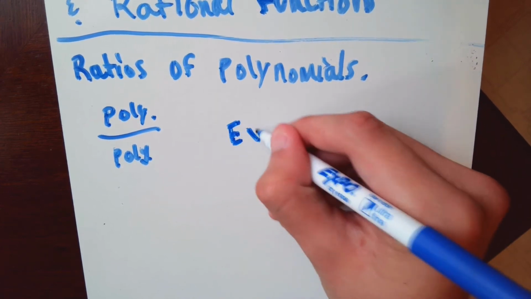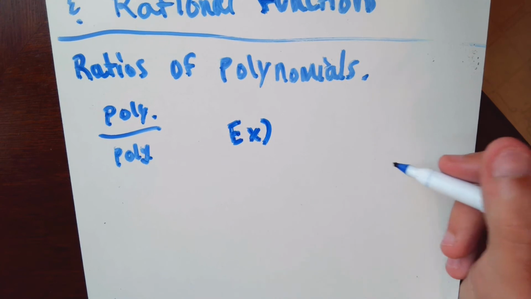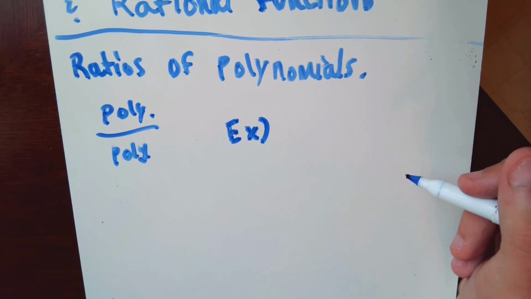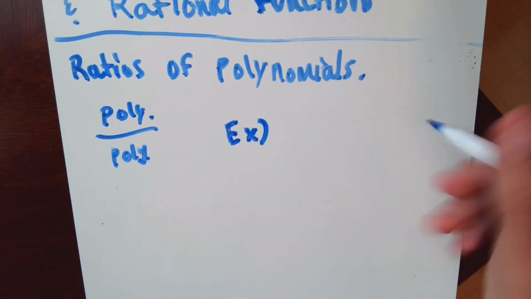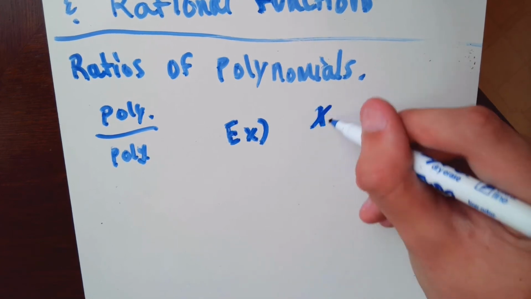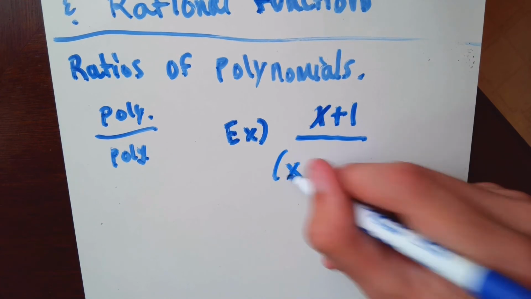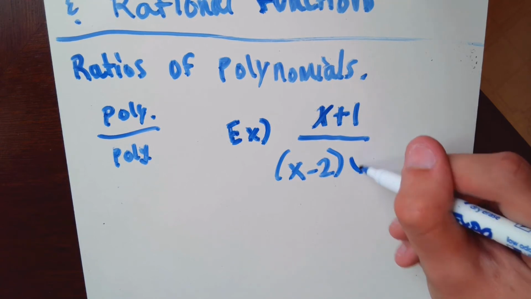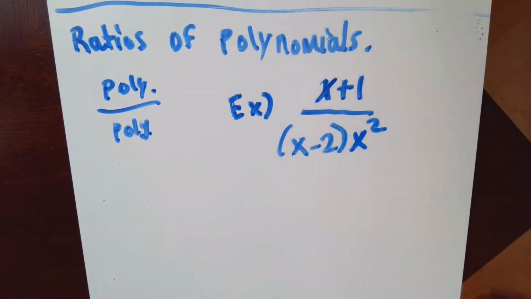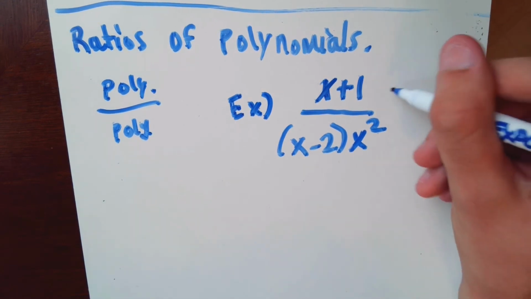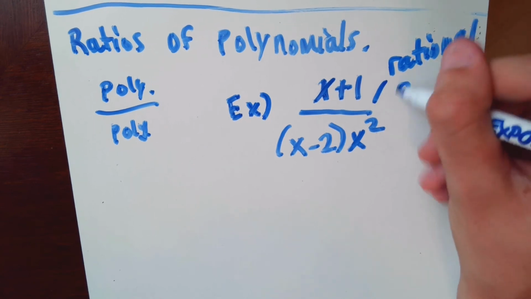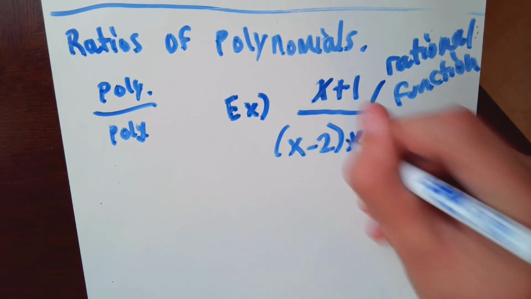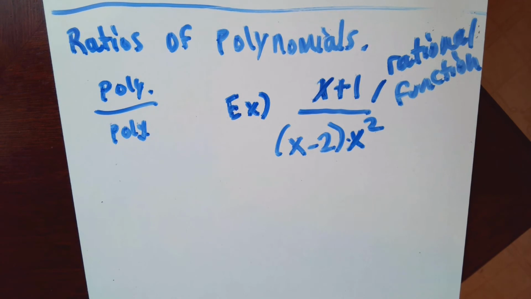An example of a polynomial is just the number 1, for example, or x squared. There are so many examples. But here's an example of a rational function. A rational function could look like x plus 1 over x minus 2 times x squared. This is a ratio of polynomials. The top is a polynomial, and the bottom is also a polynomial. So therefore, this is a rational function.